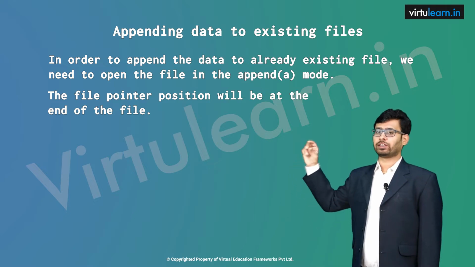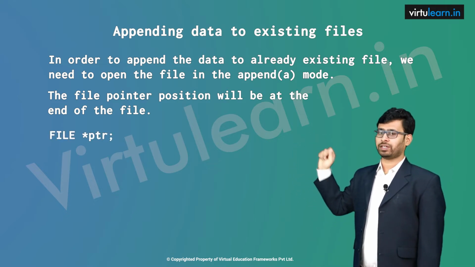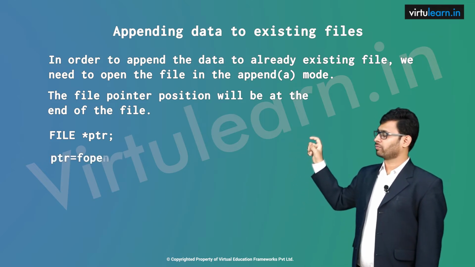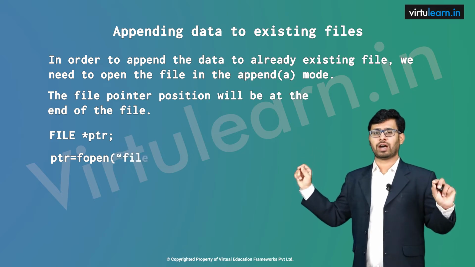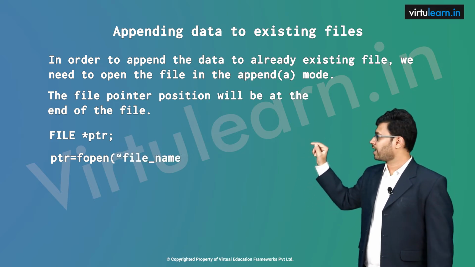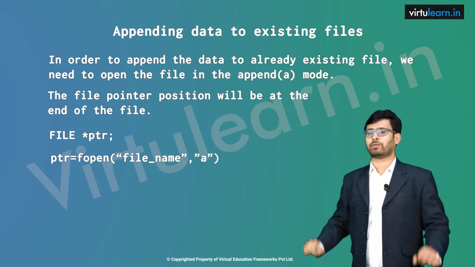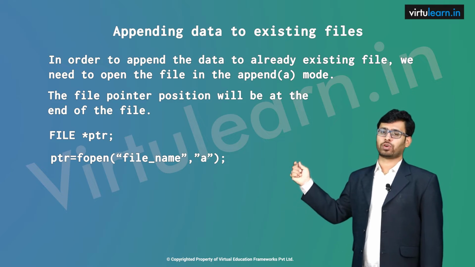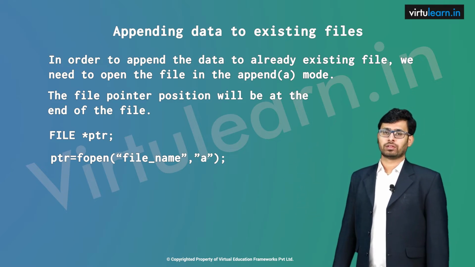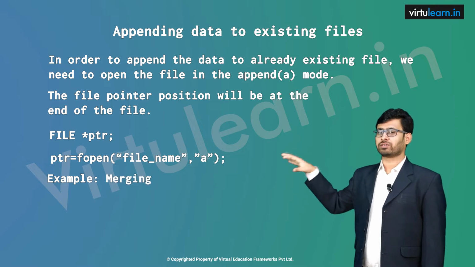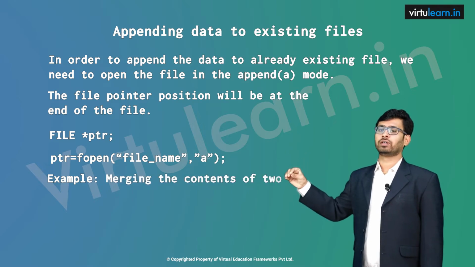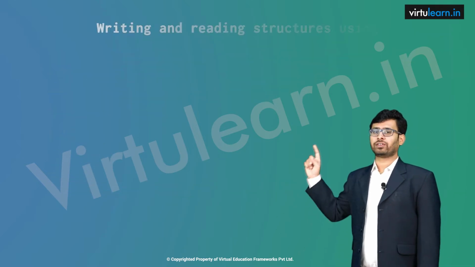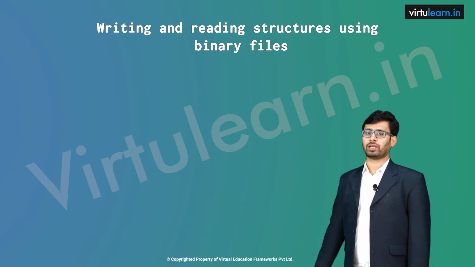So the file pointer, we need to represent it as FILE *ptr. ptr is equal to fopen of the file name within the inverted commas, comma, and you need to give the append mode "a", that too within the inverted commas. So which means you are opening a file in append mode, followed by a semicolon. Here we can implement this concept in merging the contents of two files into a third file.